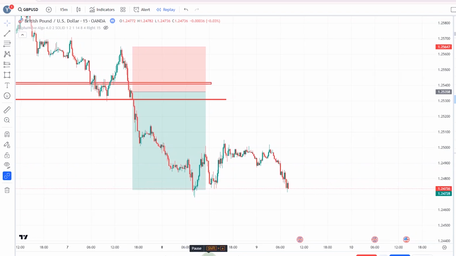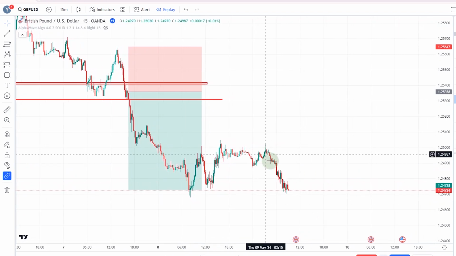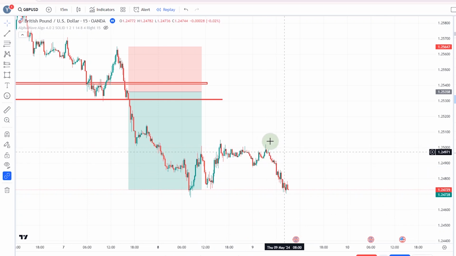You can actually see this particular move in the market. When you see this move, you'll be thinking that this market is just going downward. So let's continue to see.